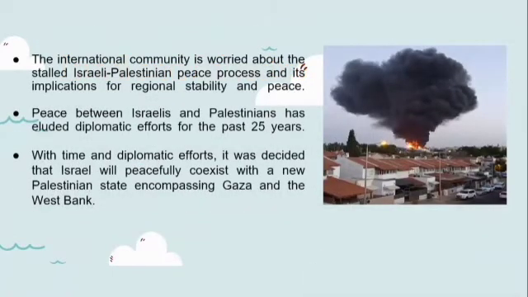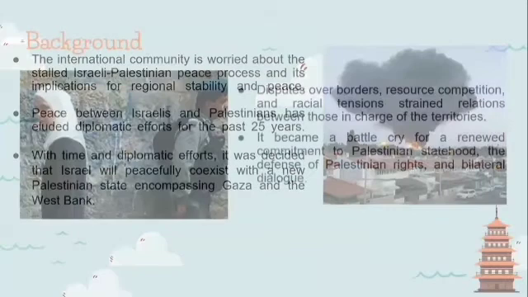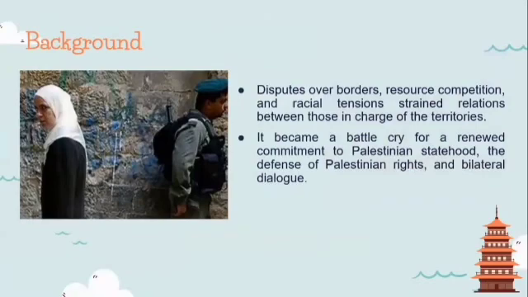So these are the issues of Palestine and Israel. The international community is worried about the stalled Israeli-Palestinian peace process and its implications for regional stability and peace. Peace between Israelis and Palestinians has eluded diplomatic efforts for the past 25 years. With time and diplomatic efforts, it was decided that Israel will peacefully coexist with a new Palestinian state encompassing Gaza and the West Bank. So let's talk about its background.